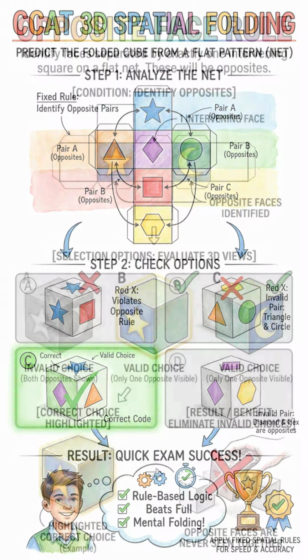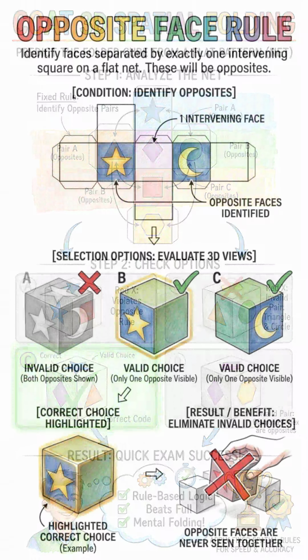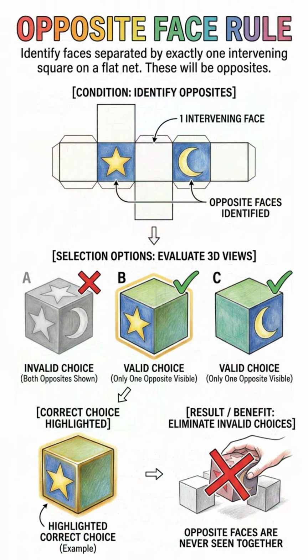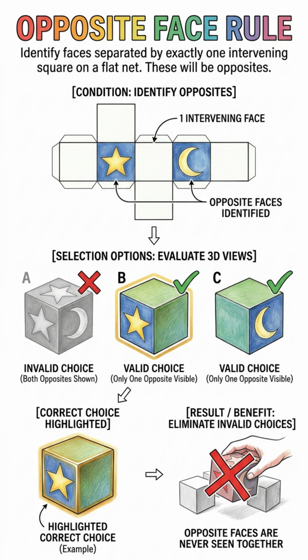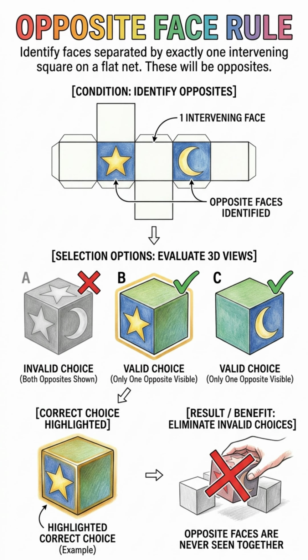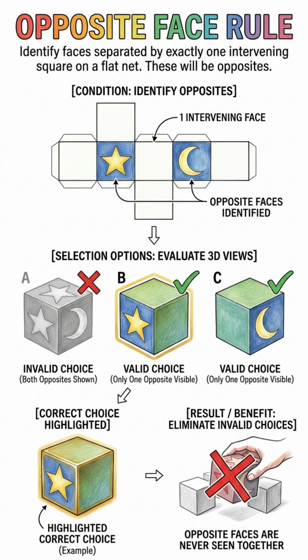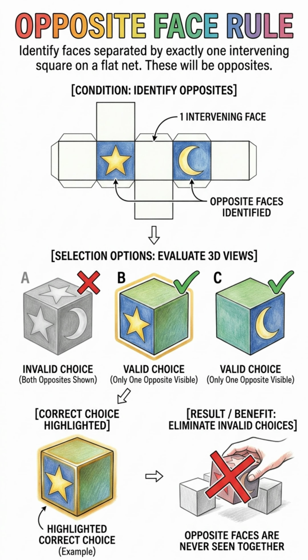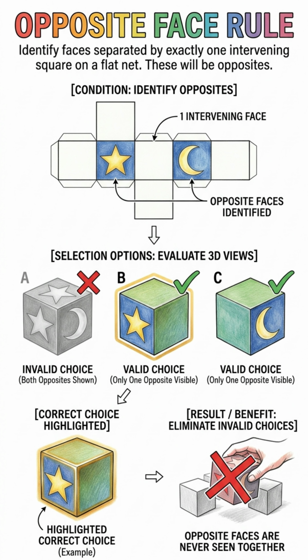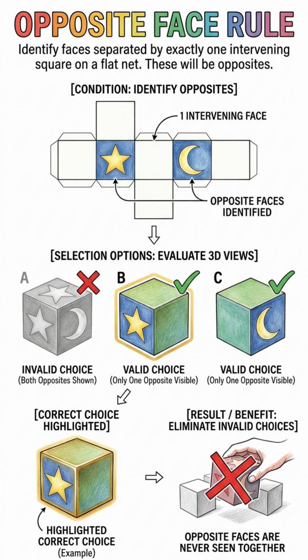The most powerful rule for solving cube net questions is the opposite face rule. On any flat 6-square net, two faces separated by exactly one intervening face will always end up directly opposite each other on the folded cube. For example, if a star face and a moon face have a single square between them on the flat pattern, they are opposite faces. Because opposite faces can never be seen at the same time on a three-dimensional cube view, you can immediately eliminate any answer choice that shows the star and the moon together.